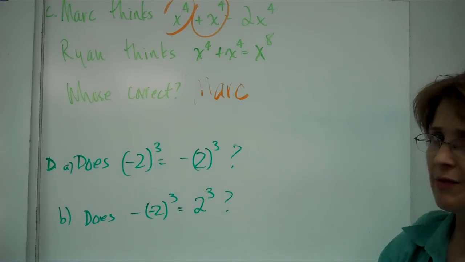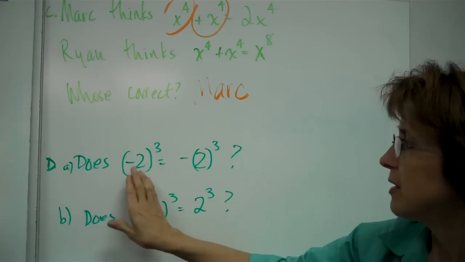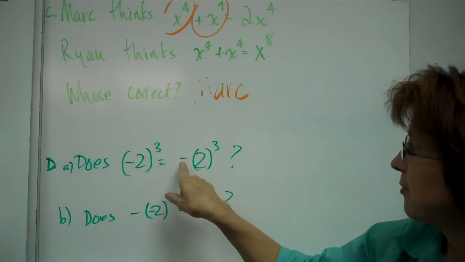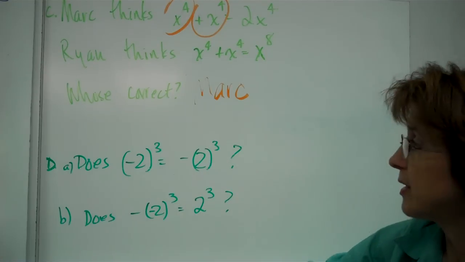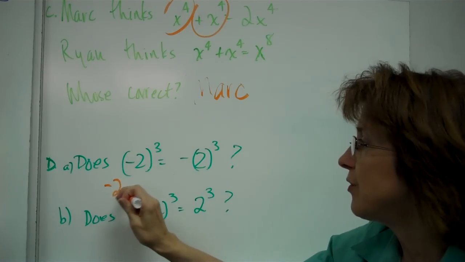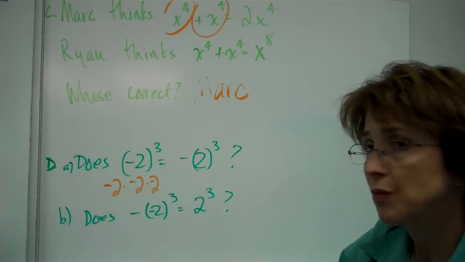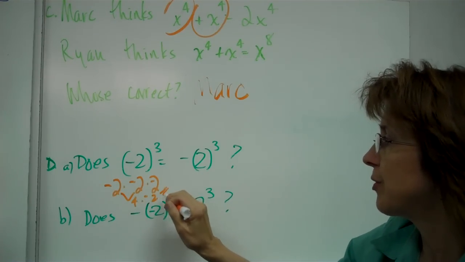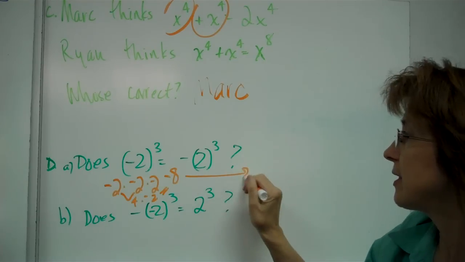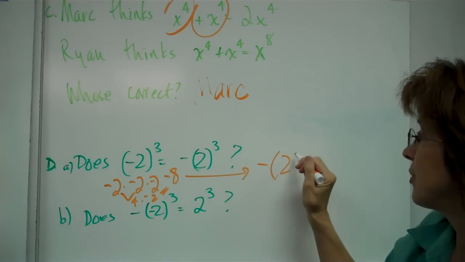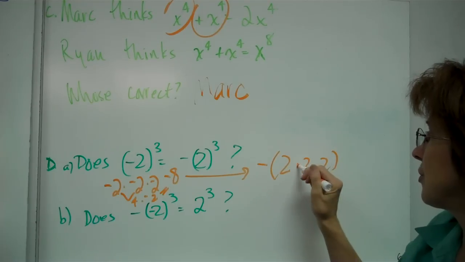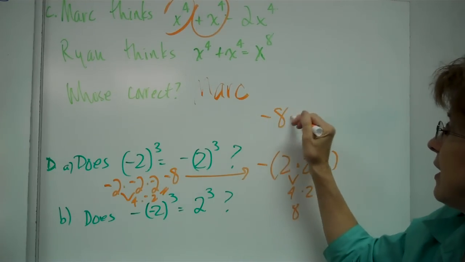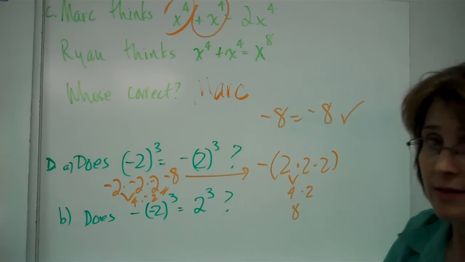Okay, so here's something with negatives that we have to talk about a little bit. Does the negative 2, the whole negative 2 cubed, is that the same thing as the opposite of 2 cubed? Well, let's see. Negative 2 cubed means negative 2 times negative 2 times negative 2. Well, negative 2 times negative 2 is 4, and 4 times a negative 2, I'll put it right here, is a negative 8. Well, let's see, does that equal the opposite of 2 cubed? Well, 2 cubed is 2 times 2 times 2. So 2 times 2 is 4, 4 times 2 is 8. So does negative 8 equal the opposite of 8? In this case, it does.